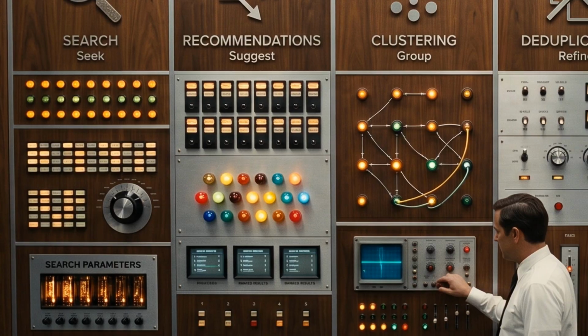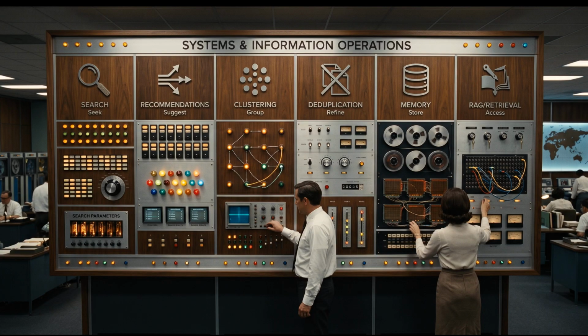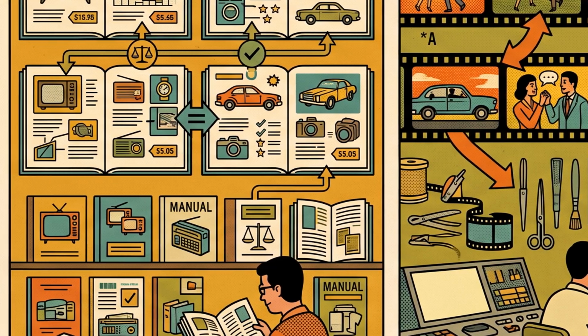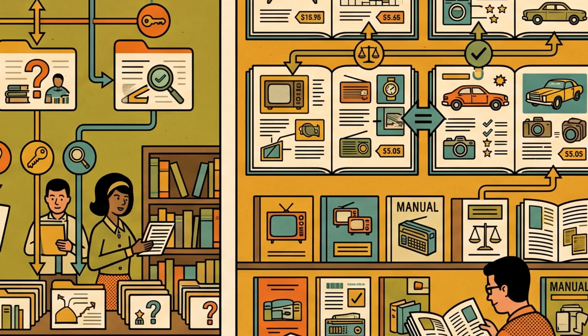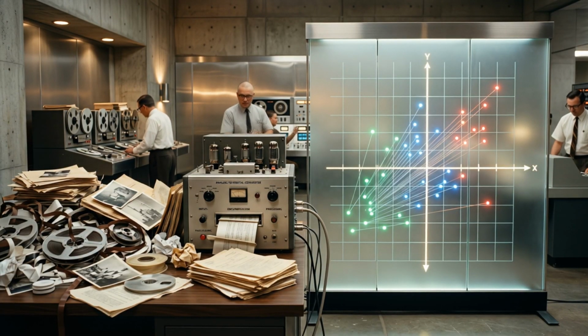Search, recommendations, clustering, deduplication, memory, RAG. Matching questions to answers, finding similar products, finding related scenes in a video archive. All of it depends on turning messy content into comparable coordinates. But embeddings have limits.